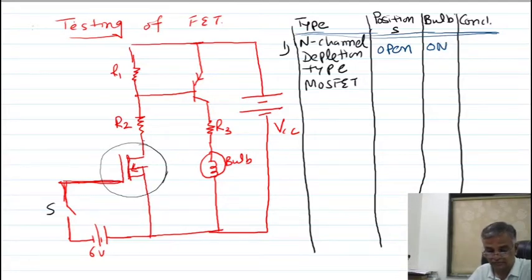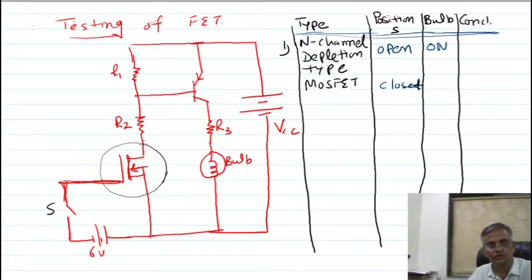Suppose, again I am telling you, suppose your MOSFET is working. This switch is open. Switch is open, current will flow. This gets the voltage, as a result VB will be there. So this transistor will conduct and bulb will be on. Now, suppose someone says, sir, this is closed. What I did, I closed the switch.